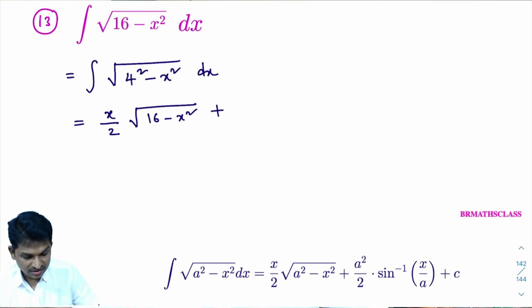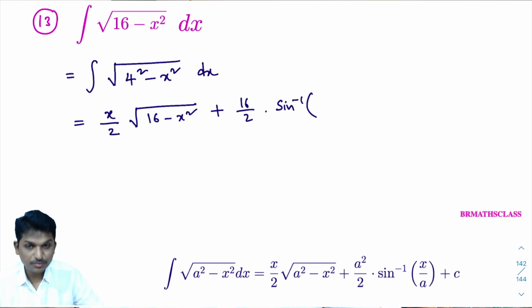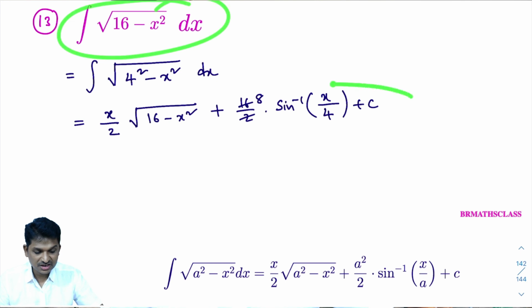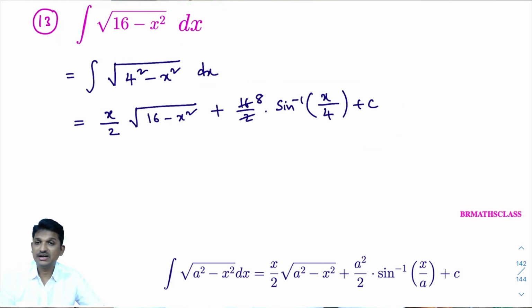16 by 2 into, what is this formula? Sine inverse of x by a. What is a? a is 4, so x by 4, plus c. I hope you understand this. Here you can write it as 8 into sine inverse of x by 4 plus c. So the integral of this expression is this one. I hope you understand this.